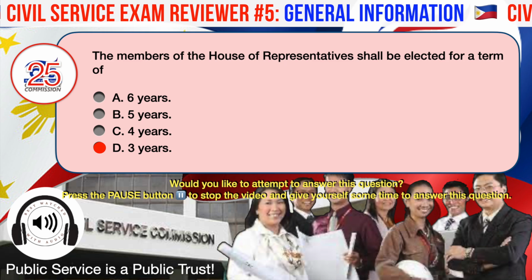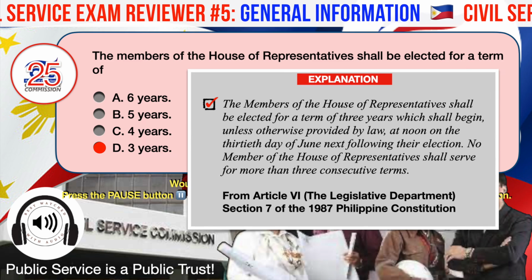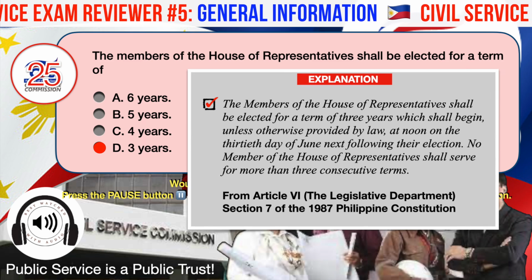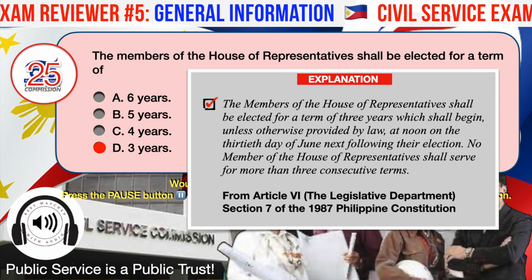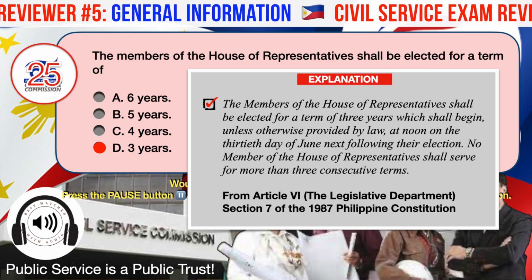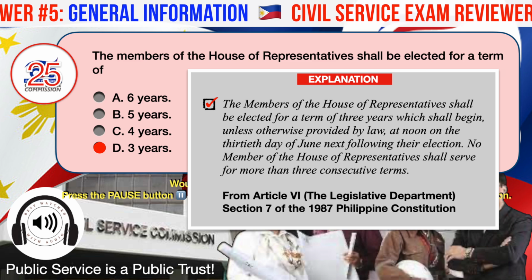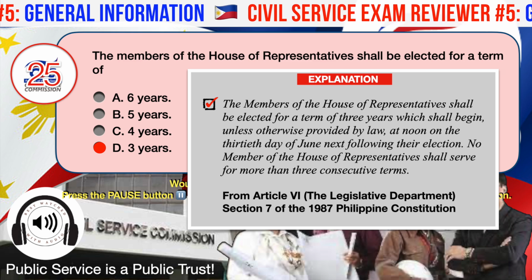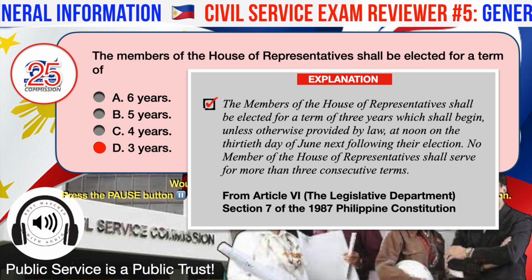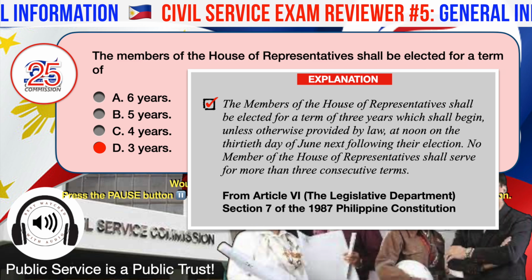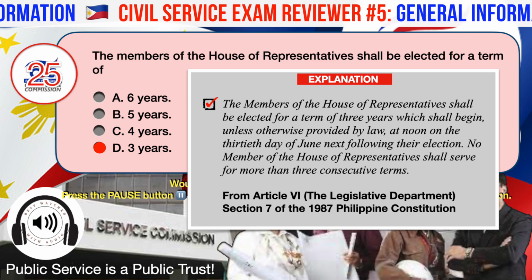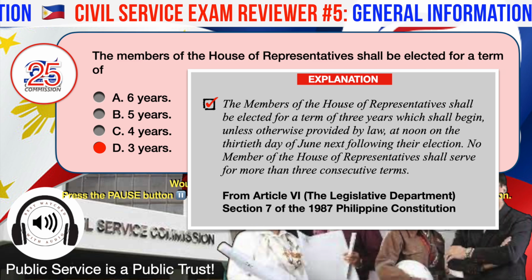3 years. As mandated by Article 6 of the 1987 Philippine Constitution, members of the House of Representatives are officially called representatives and sometimes informally called congressmen or congresswomen. They are elected to a 3-year term by voters in their respective legislative districts. A representative can serve for not more than 3 consecutive terms. There are 243 legislative districts in the country.